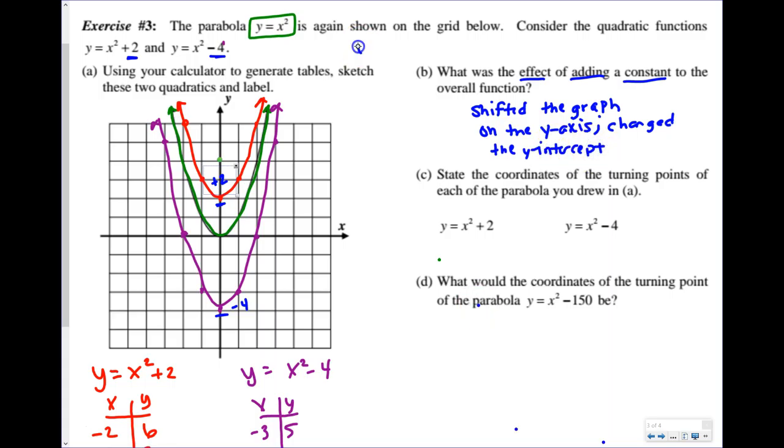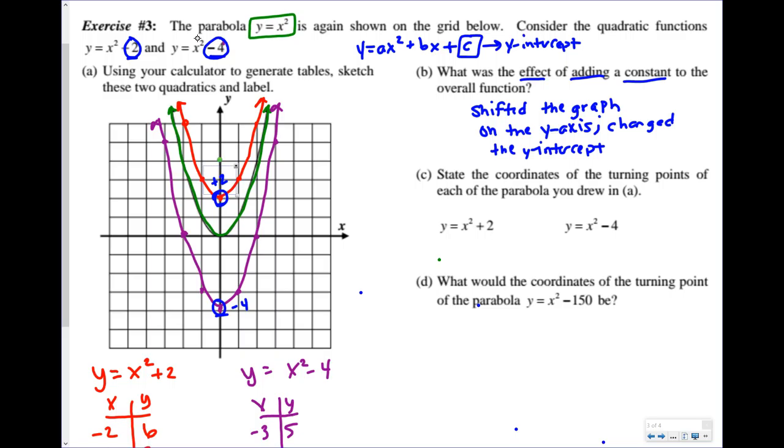Okay, remember that when y equals ax squared plus bx plus c, the constant is your y-intercept. So notice that in both these cases, my y-intercept here is 2, my y-intercept here is negative 4, my constant here is 2, and my constant here is negative 4. So that's all that that shift did, was moved it to negative 2 and negative 4.